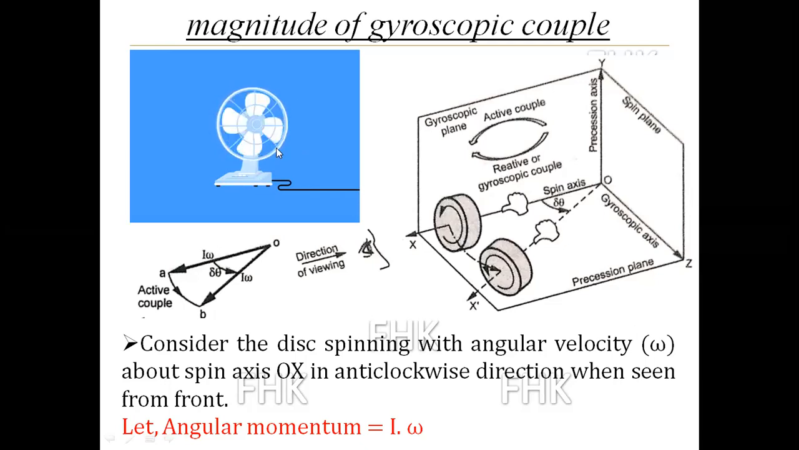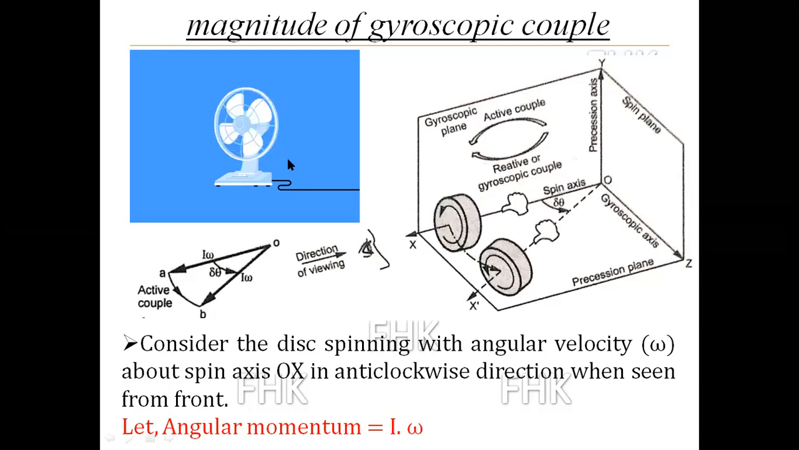To compensate that, the mechanical device known as a gyroscope is fixed in the rotating table fan, which compensates that active force and applies the reactive or gyroscopic couple. Due to that device, the fan rotates exactly horizontally. It is not moving upward or downward.